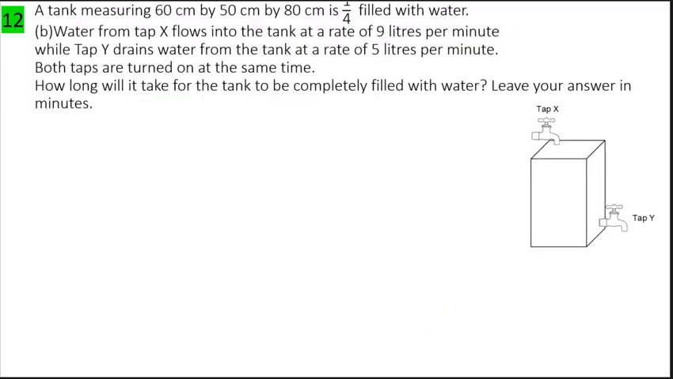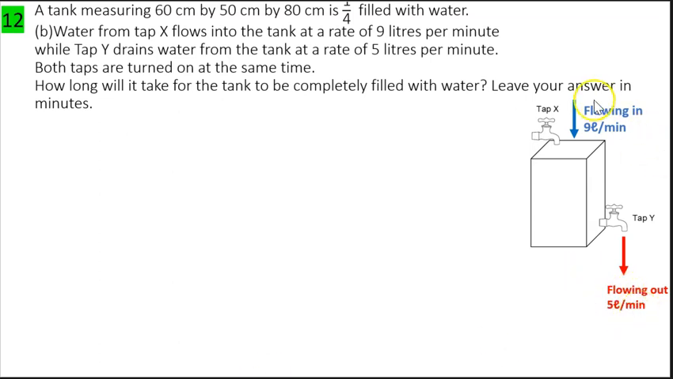Now let's take a look at question 12b. We have two taps, X and Y. For X, the water is flowing in at 9 liters per minute. On the other hand, tap Y drains water from the tank at a rate of 5 liters per minute. This actually means that the water is flowing out at 5 liters per minute.